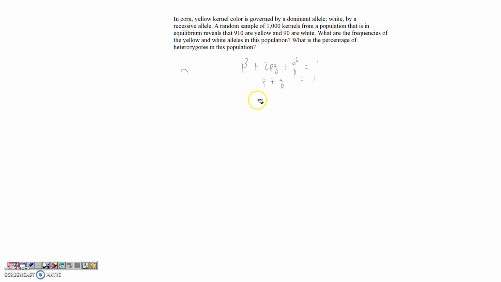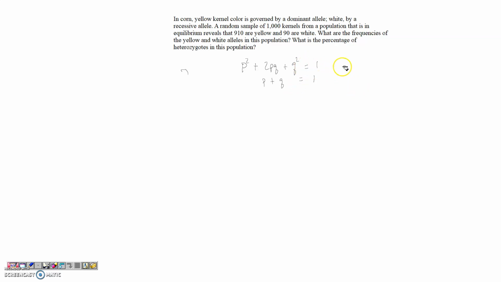All right, here we are with number 2. In corn, yellow kernel color is governed by a dominant allele, white by a recessive allele. A random sample of 1,000 kernels from a population that is in equilibrium reveals that 910 are yellow and 90 are white. What are the frequencies of the yellow and white alleles in this population? What is the percentage of heterozygous in this population?